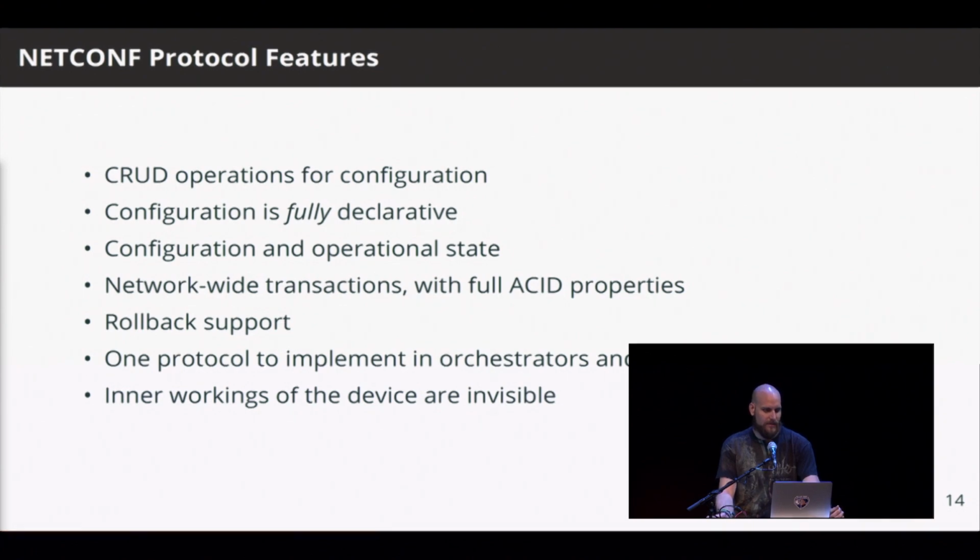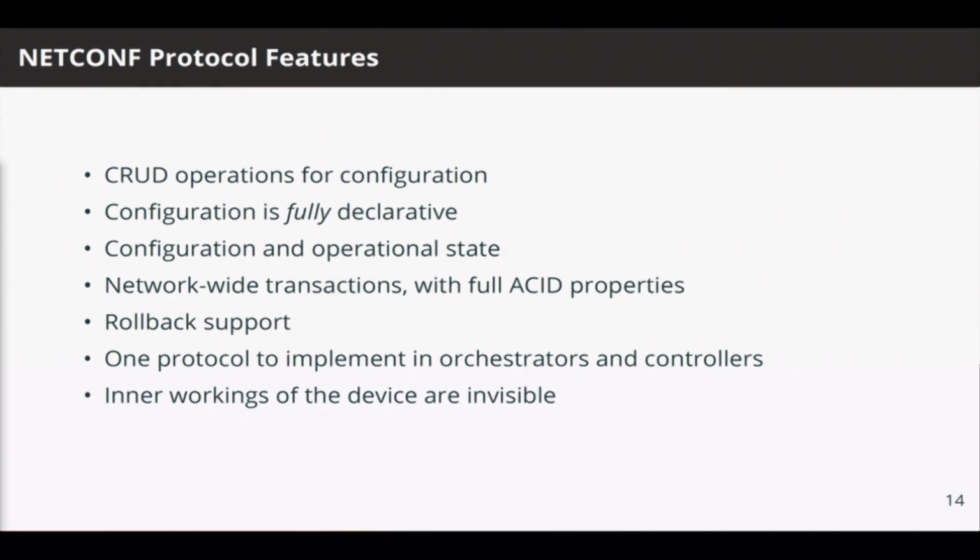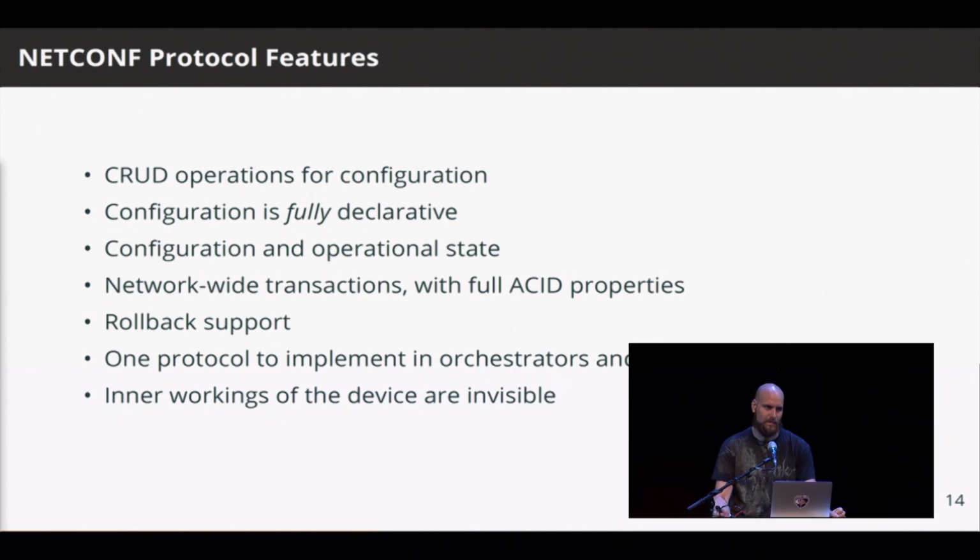It provides network-wide transactions, which have a bunch of asset properties. So you could start a transaction to create a VPN through your whole network using multiple hops. And if one of the devices has an error during the application of the configuration, it will all be rolled back because there's a two-phase commit that you can apply over the whole network. Of course, there's rollback support.